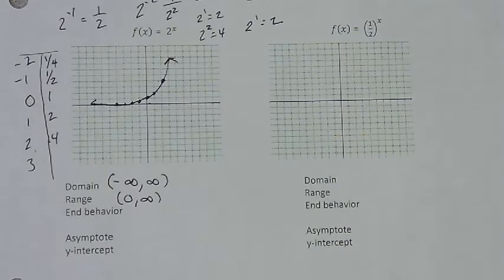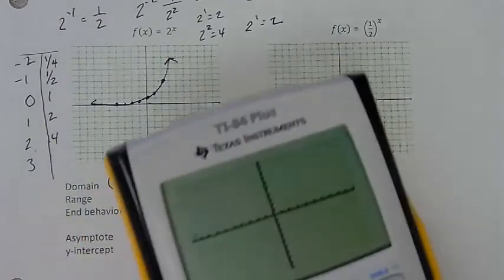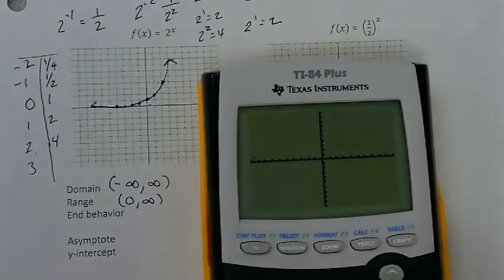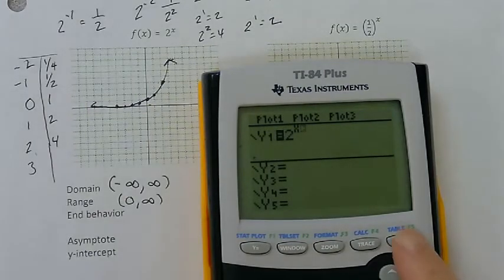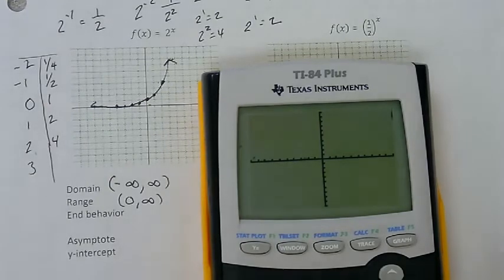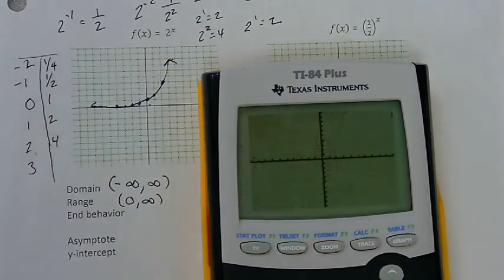I want to show you by just typing this into the graphing calculator really fast here. So I'm going to type in y equals and put 2 to the x power and hit graph. So you can see how this graph looks like my graph. Also, let's look at the table.